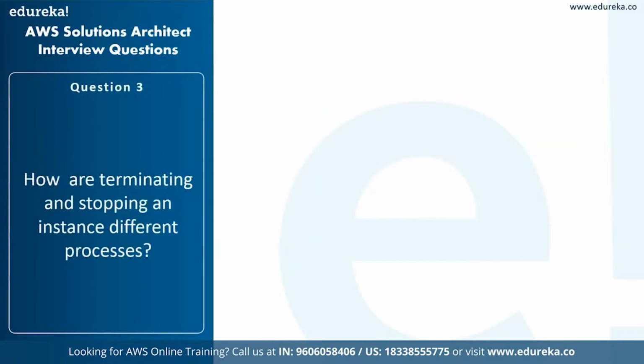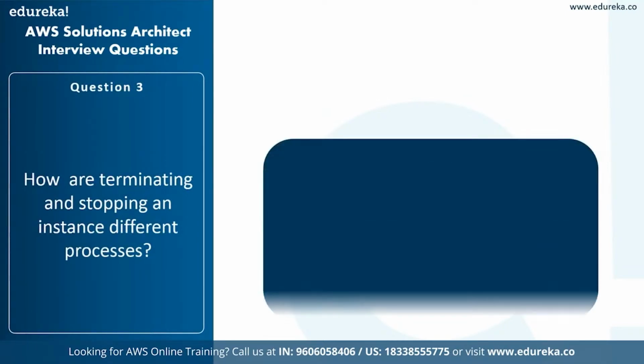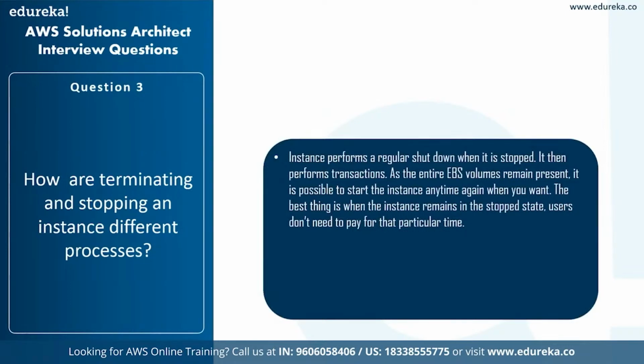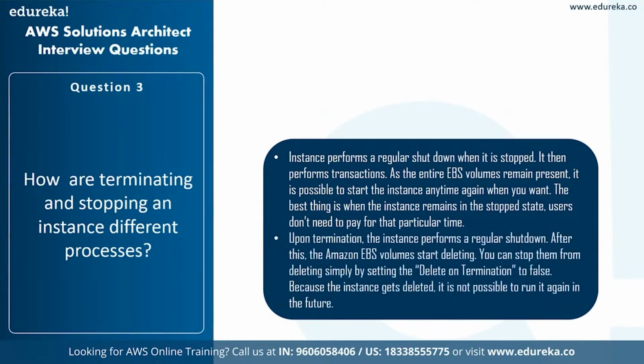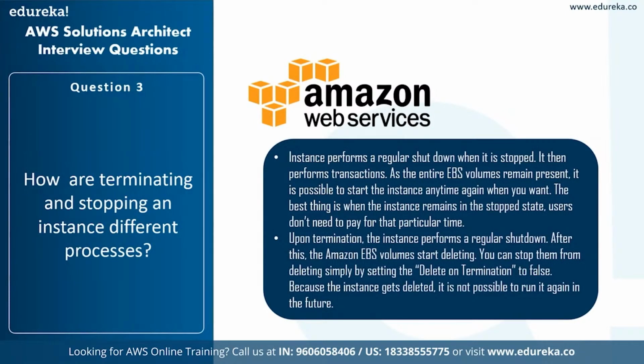The next question is how terminating and stopping an instance are different processes. The instance performs a regular shutdown when it is stopped. It then performs transactions as the entire EBS volumes remain present. It is possible to start the instance again anytime you want. The best thing is that when the instance remains in the stopped state, users don't need to pay for that time. But when it comes to termination, the instance performs a regular shutdown, and after this the Amazon EBS volumes start deleting. You can stop them from deleting simply by setting delete on termination to false. Because the instance gets deleted, it is not possible to run it again in the future. So this is how termination and stopping are different.